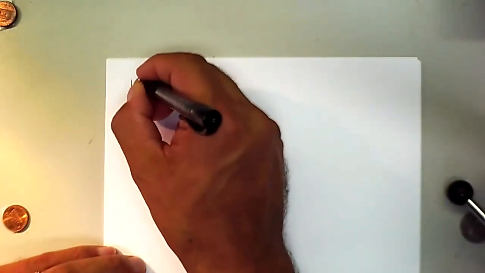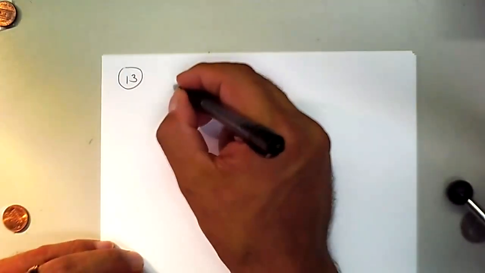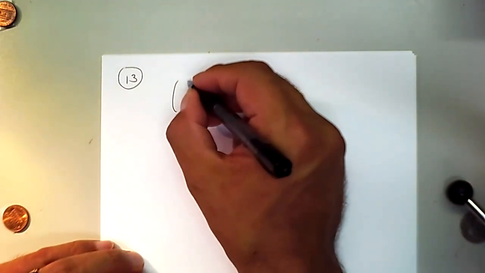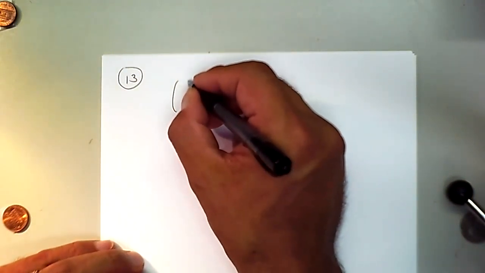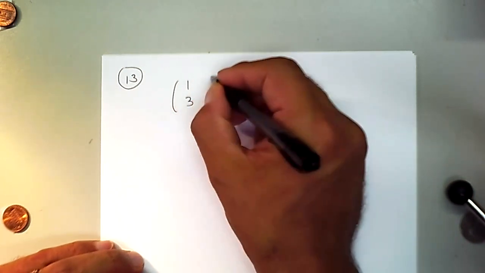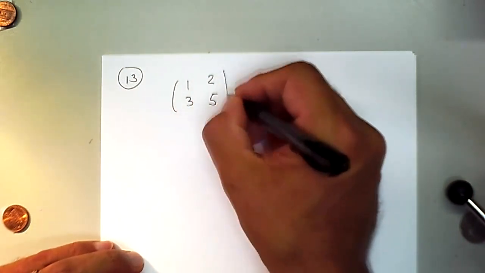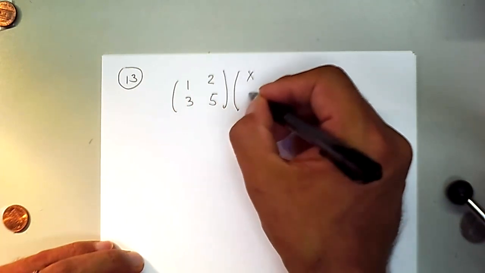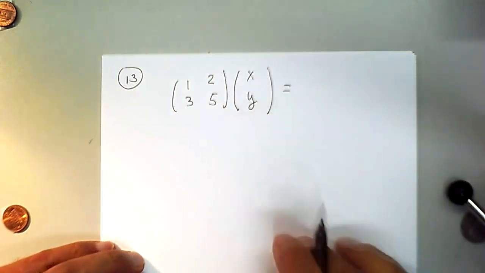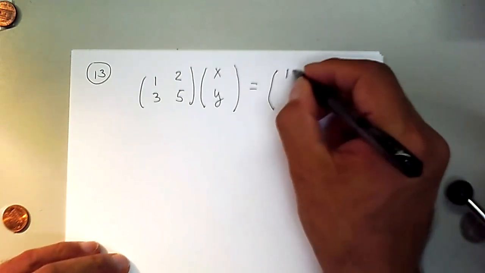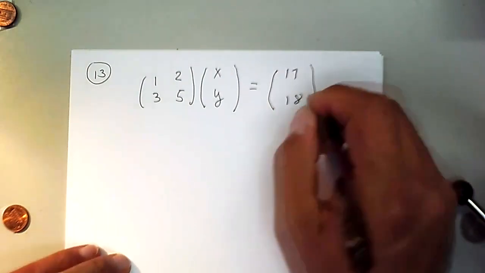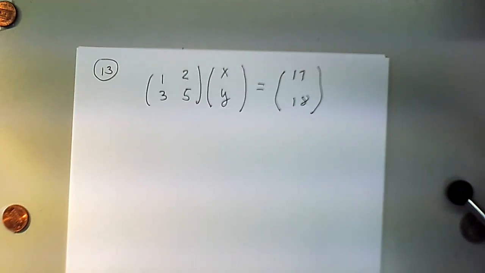Let's do more examples about systems of equations. So example 13. Okay. So let's say we have the matrix equation [1, 3; 2, 5] times [x, y] equal to [17, 18]. Okay, so this is a new problem altogether. And we want to solve this problem. We want to solve this equation.